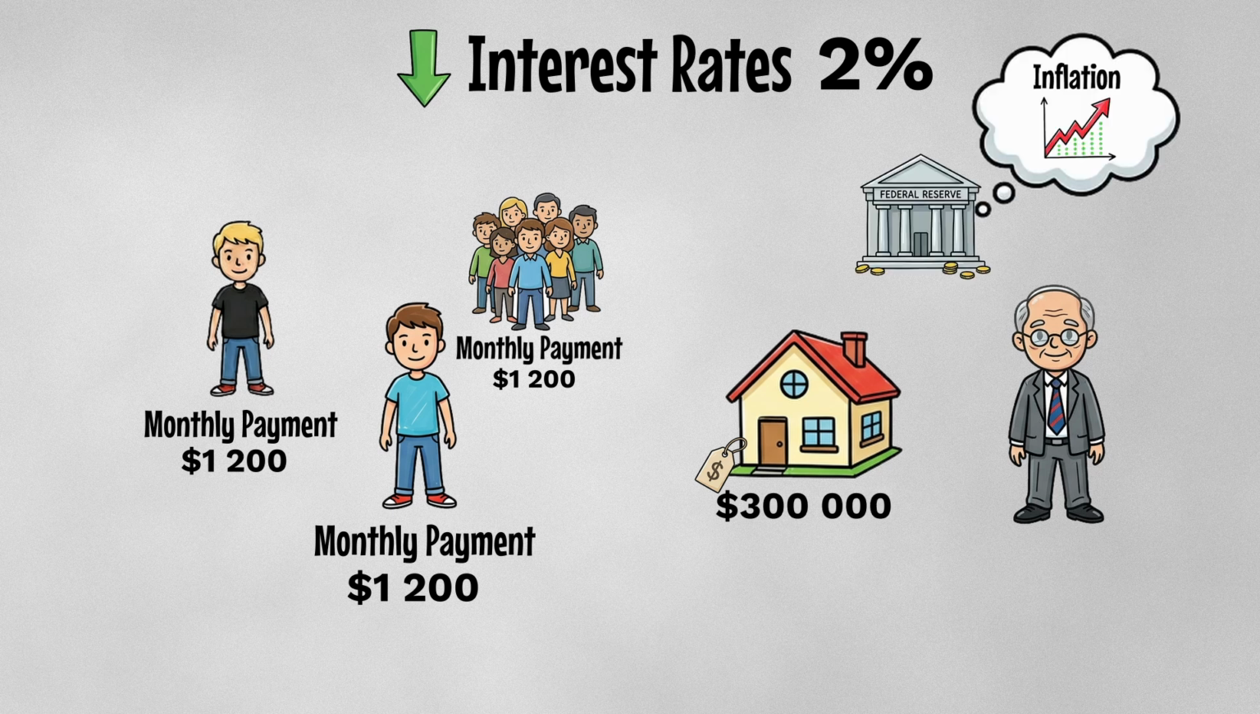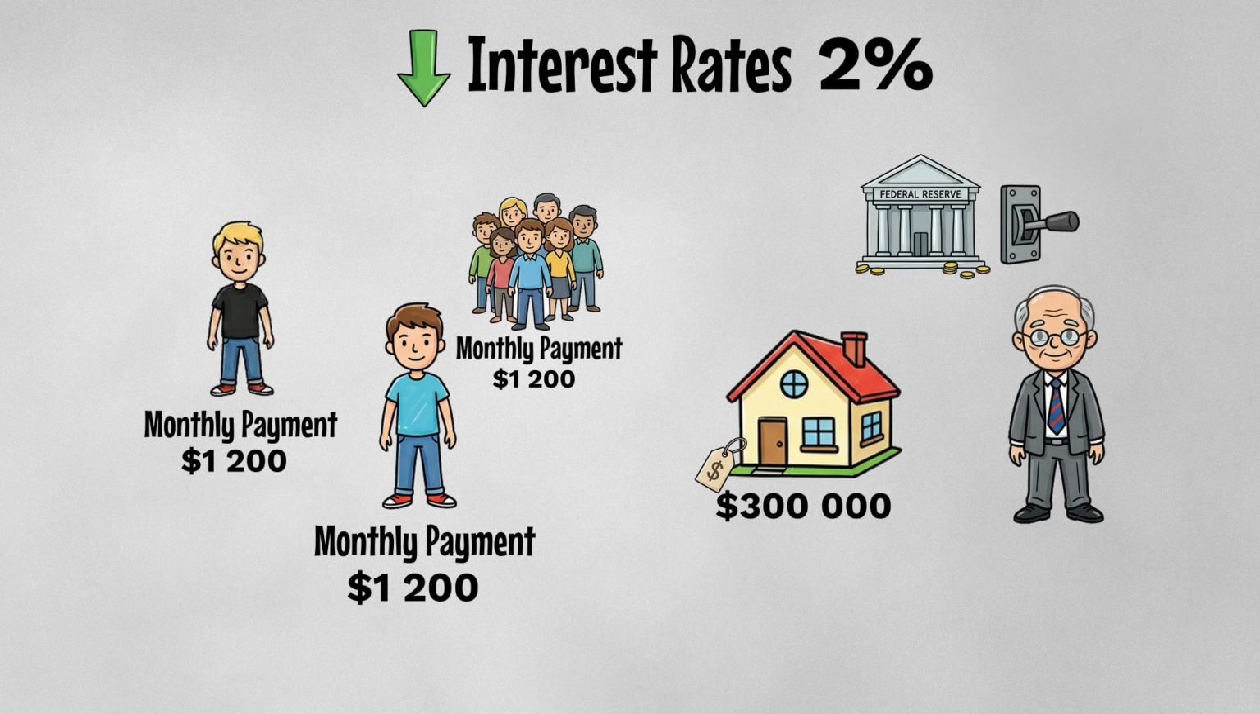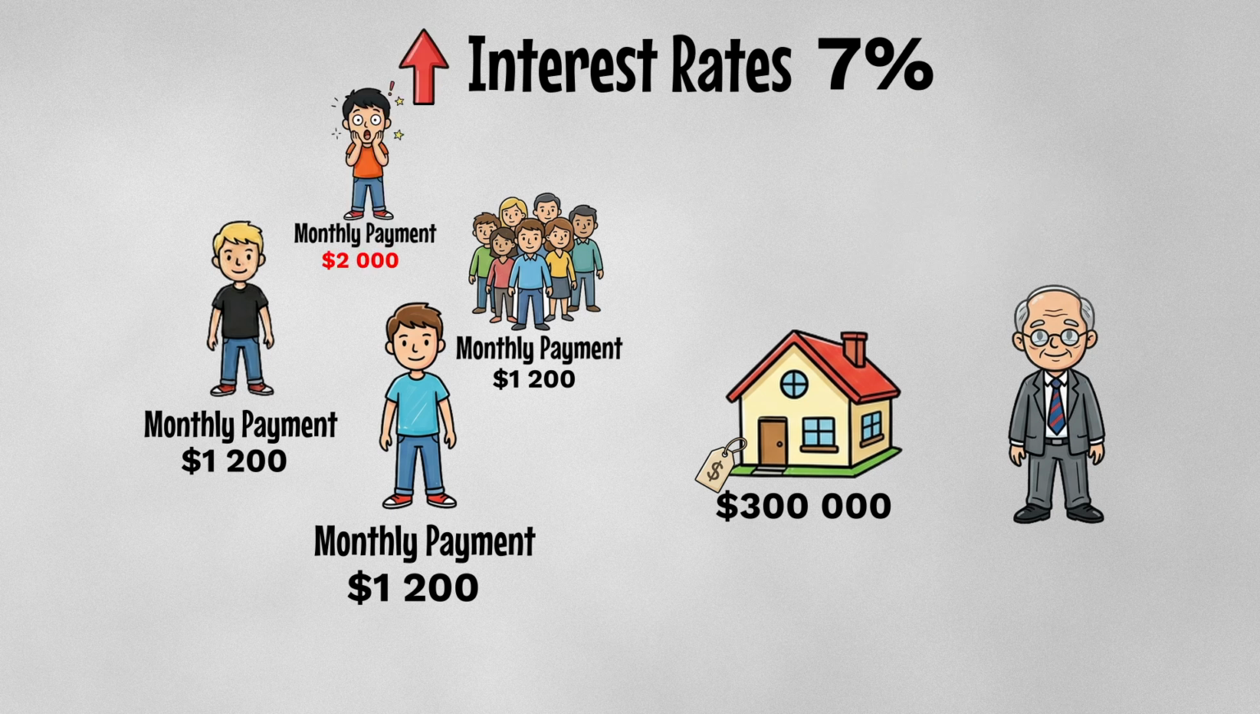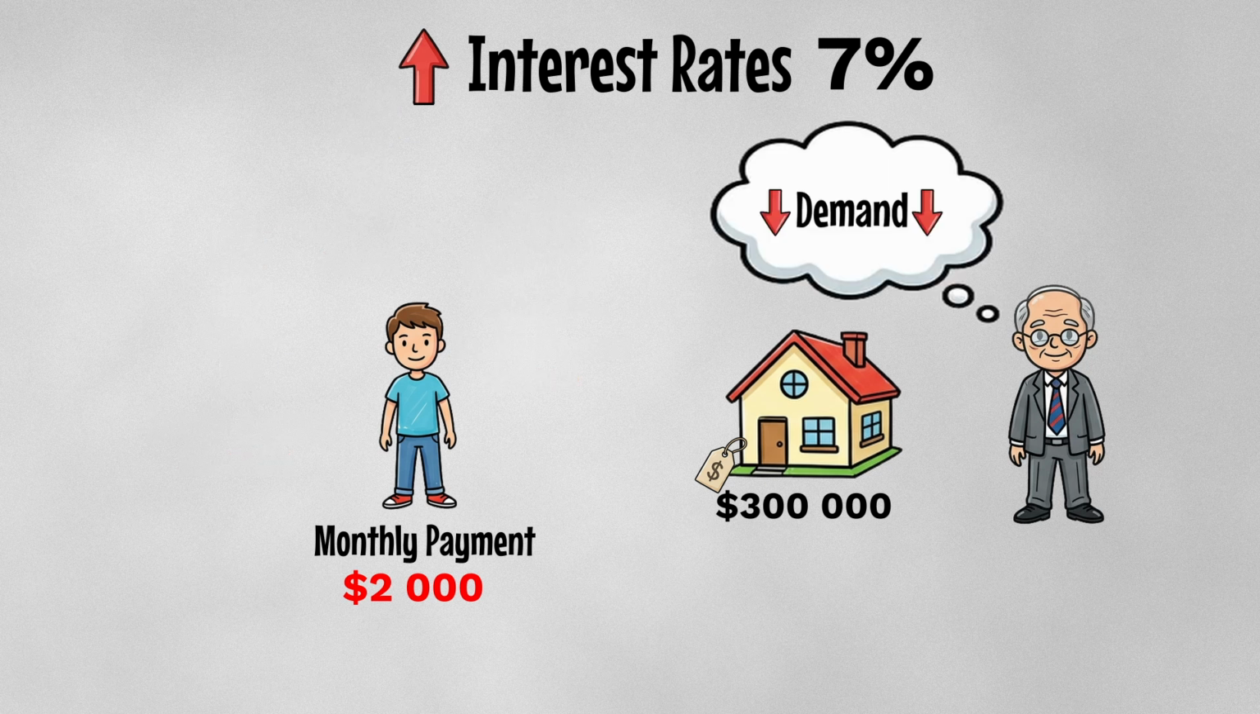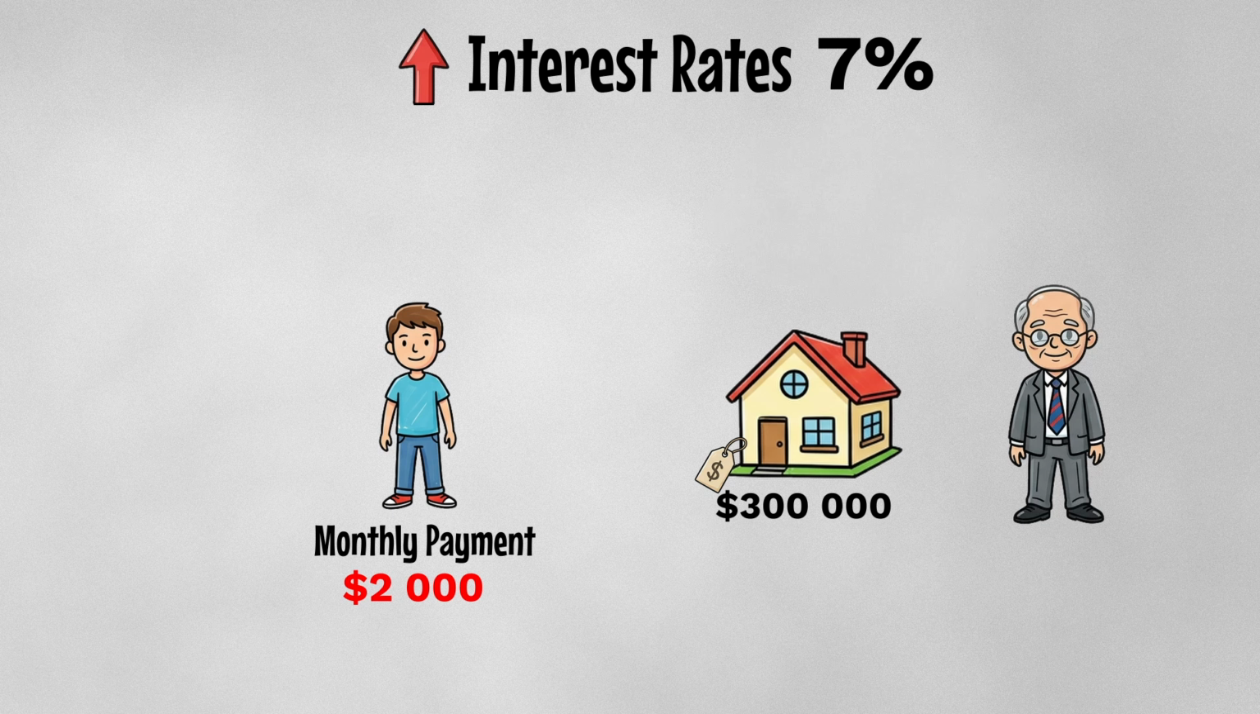Now the Fed sees inflation rising. They raise interest rates to 7%. Now new buyers face a monthly payment of $2,000 for the same house. Many people can no longer afford it. Demand drops. Sellers struggle to sell. Prices stop rising or even fall. Same house, same market, different interest rates changed everything.